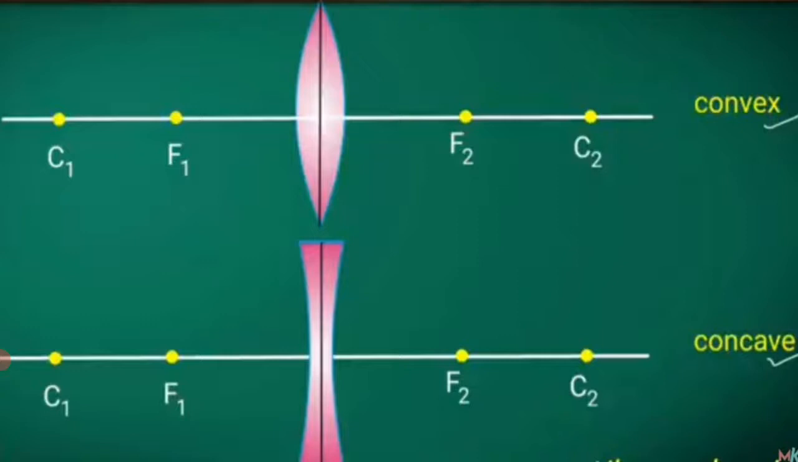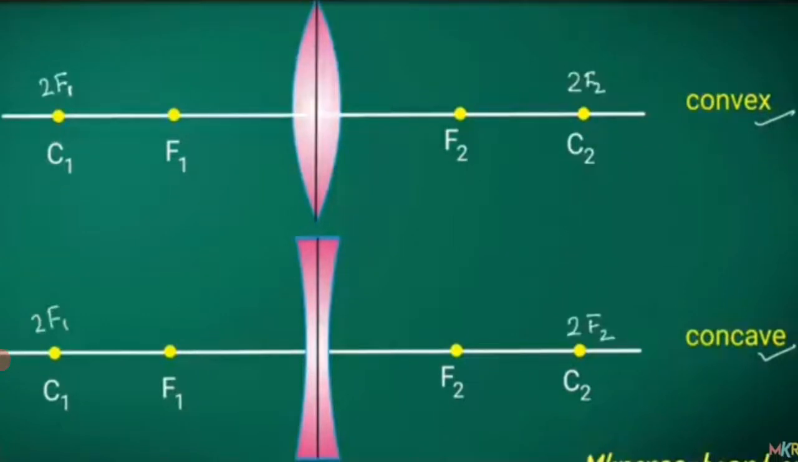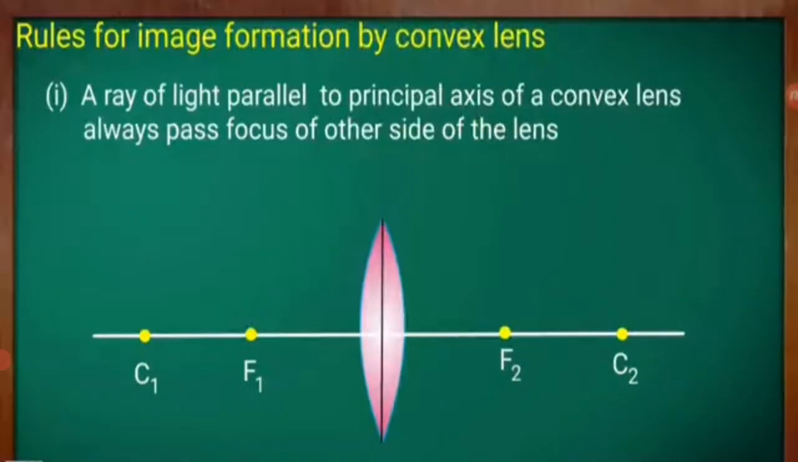So similarly for concave also, with respect to the two sides you have the center of curvature and the principal focus. Usually we have learnt the relation that the radius of curvature is twice the focal length. Therefore we can even write this C2 as 2F2 and C1 as 2F1, with respect to convex as well as concave lenses. So now let us know about the rules for image formation by a convex lens.